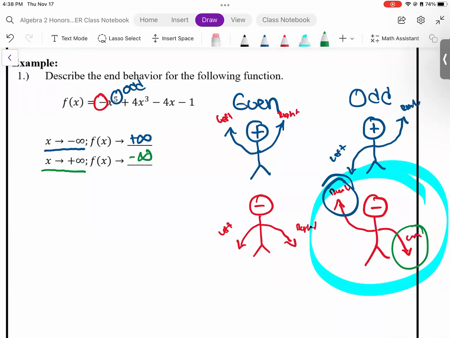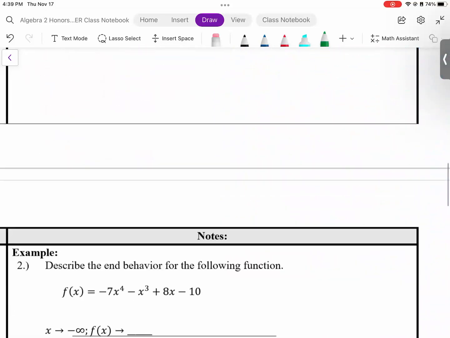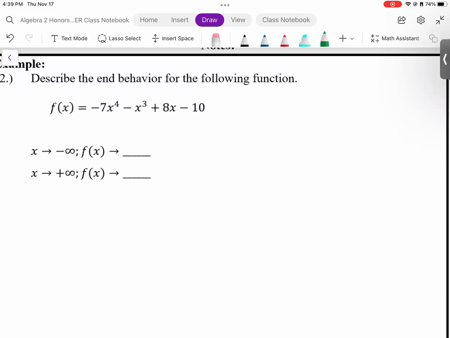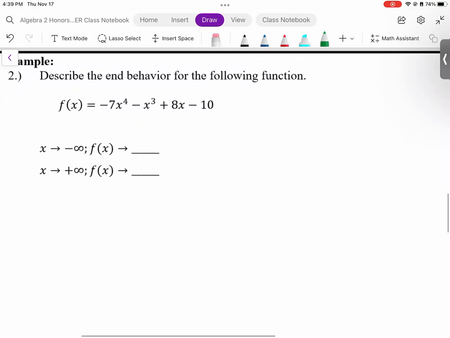Go ahead and turn the page over, and take about 2 minutes. Go ahead and find the end behavior of that graph. At this moment, you can pause the video, and then whenever you guys are finished, just come back, unpause it, and check your answer.